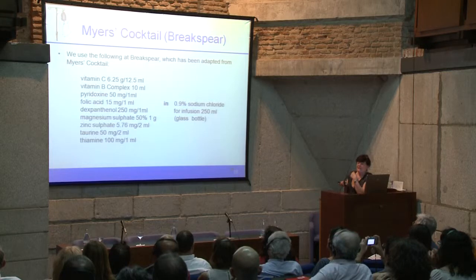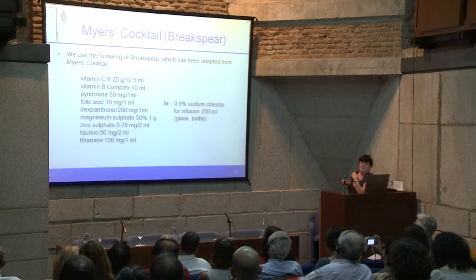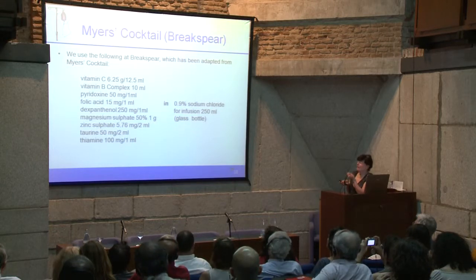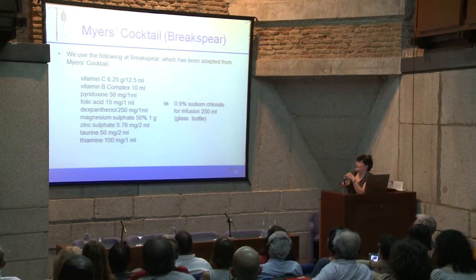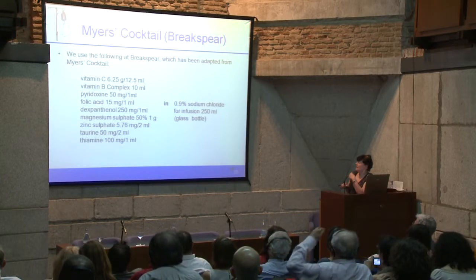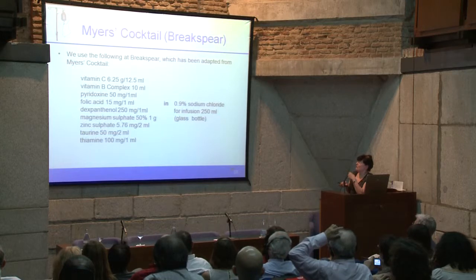We use magnesium sulfate rather than magnesium chloride because of requiring the sulfate. There are a large number of our patients that require the sulfate. We also use zinc. We put in taurine, which is excellent for the heart and for the blood vessels, and thiamine in quite a big dose as well.